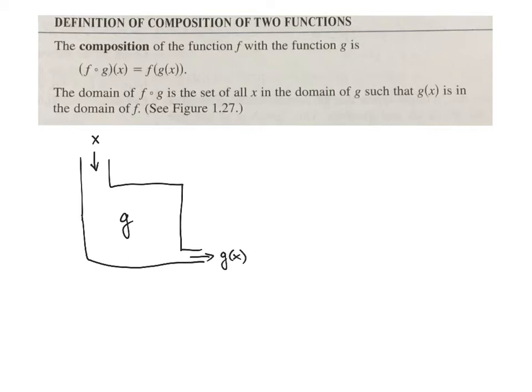Now, suppose that output becomes the input to another machine. So we'll call this machine the f machine. Then the output would be f of g of x, right? So that's the composition of functions. So the idea is, here you have a situation where an input has to go through one machine, produce an output, and then that output has to go through another machine and then produce another output. It's kind of like an assembly line, right?